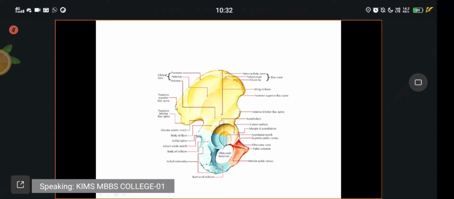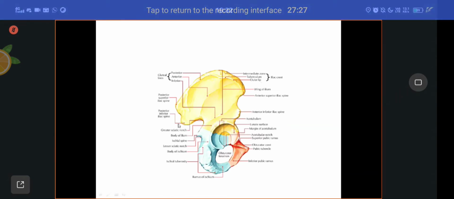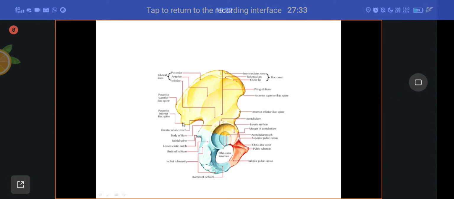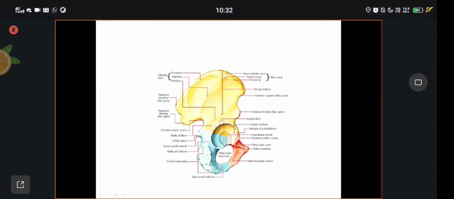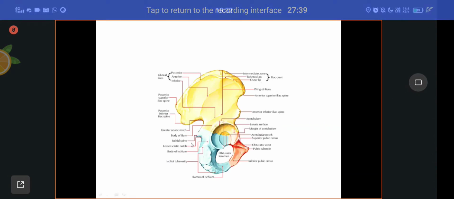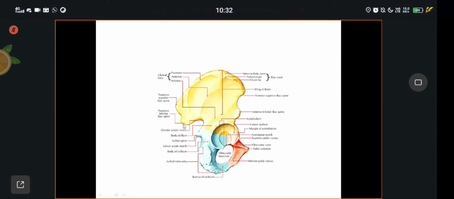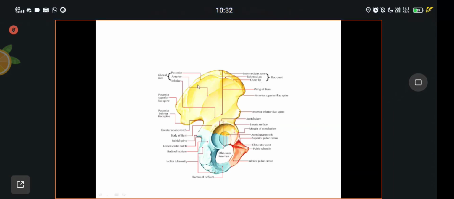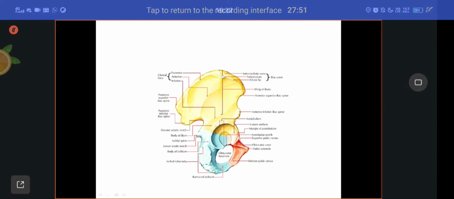And this posterior inferior iliac spine gives attachment to a ligament. What is that called? Sacrotuberous ligament. What do you mean by sacrotuberous ligament? The ligament which extends from the ischial tuberosity to the sacrum is called the sacrotuberous ligament.